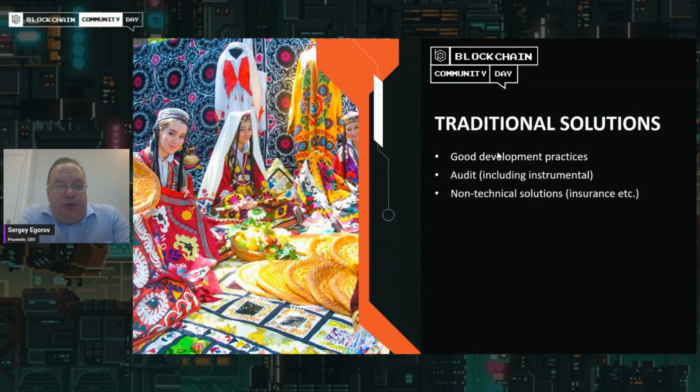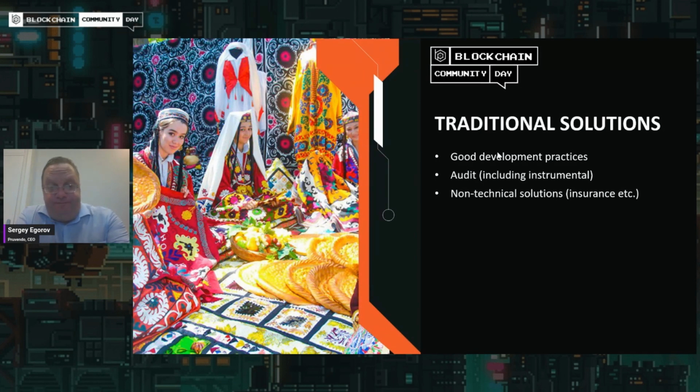There are some traditional solutions. At first, the first idea is to keep good development practices, like good coding style, code reviews, test-driven development, and all this stuff. Of course, it really helps, but not completely. The second possible solution is audit. It's very widely used right now, and I'm going to talk about audit on the next slide. And the third one is a set of non-technical solutions, for example, insurance or something else. But I'm not going to talk about it right now because it's not really used. As a way to fight it, it really doesn't work. Maybe it will work in the future.